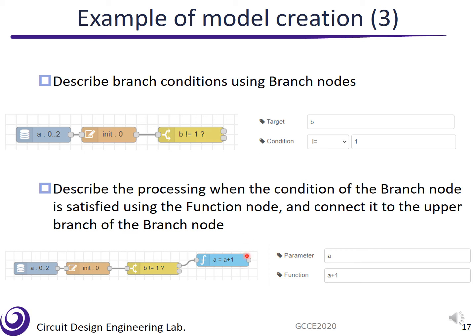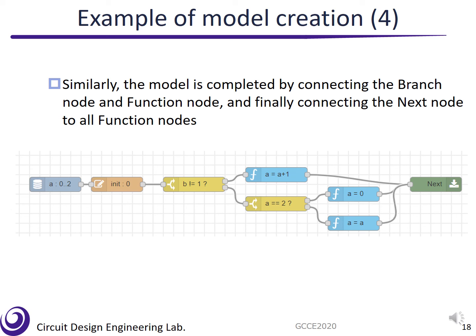Then describe the result when the condition is satisfied using a function node. If the condition is met, 1 is added to a. So write a plus 1. Similarly, after describing the branch, when the condition is not satisfied, describe the result for it. You can create a model of variable a by connecting all function nodes to the next node.